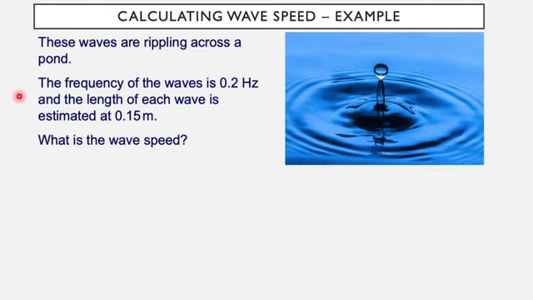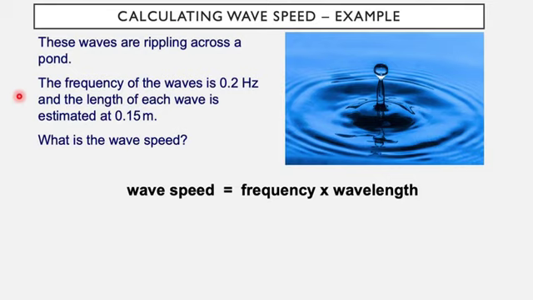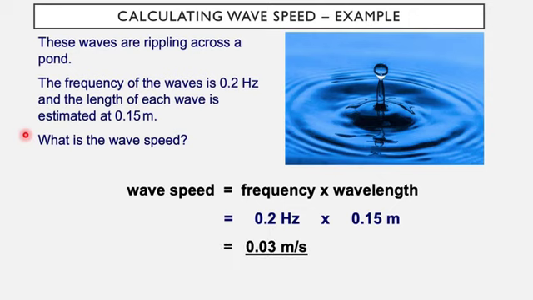Okay, so I'm going to go through it now. We've got our equation, wave speed equals frequency times wavelength. And then we put what we know into it. We know that the frequency is 0.2 hertz, and the wavelength is 0.15 meters. So we put those two in, and then we get our answer as 0.03 meters per second. This is how I would always do any type of equation. Write out the equation, write out what you know, put the numbers in, and then you'll get some marks for that, even if you do the calculation wrong afterwards.